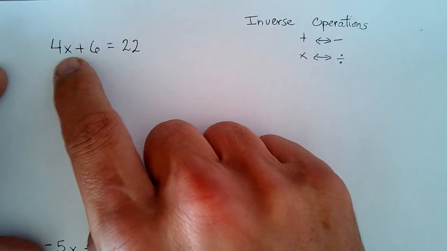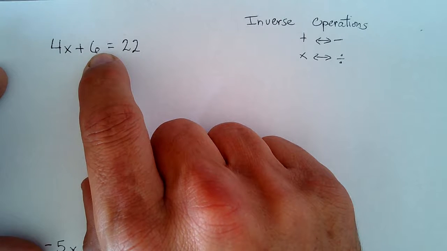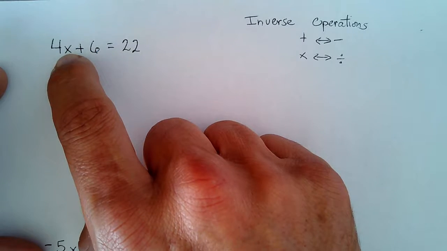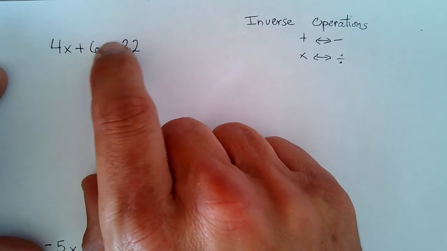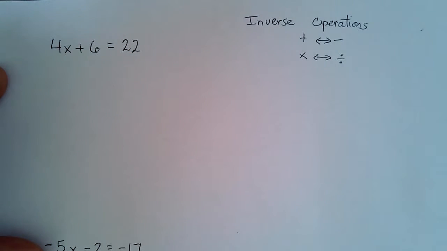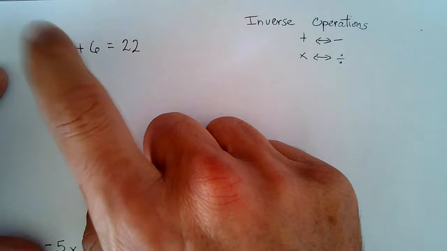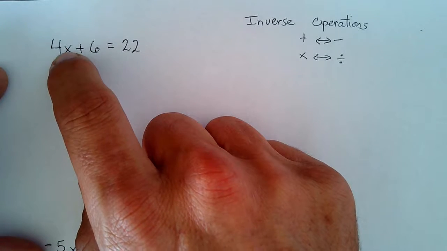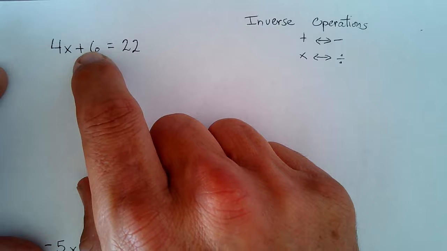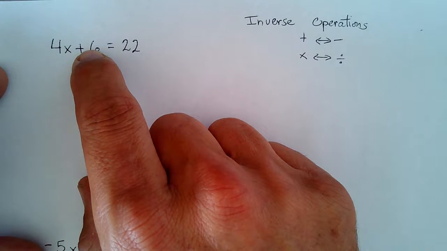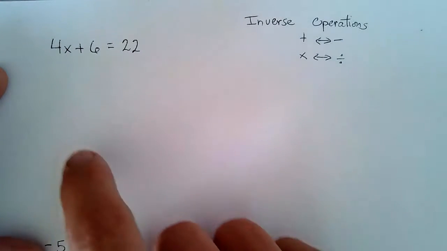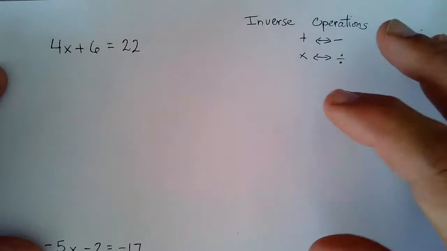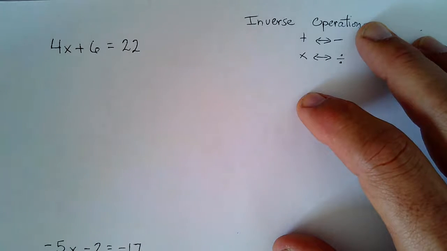Now we're asked to solve the equation, and to solve means what is the value of x? So when you multiply by 4 and you add 6, you arrive at 22. Now we could guess. We could say, well, x could be 1. 4 times 1 is 4, plus 6 is 10. Okay, that didn't get me to my target of 22. But instead of guessing over and over, we can go through this process of undoing the operations.